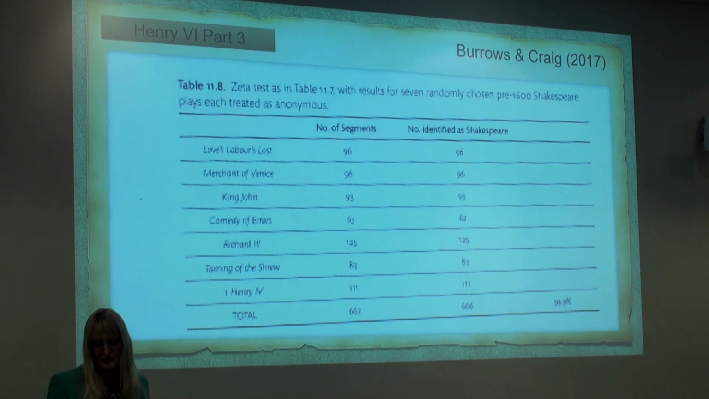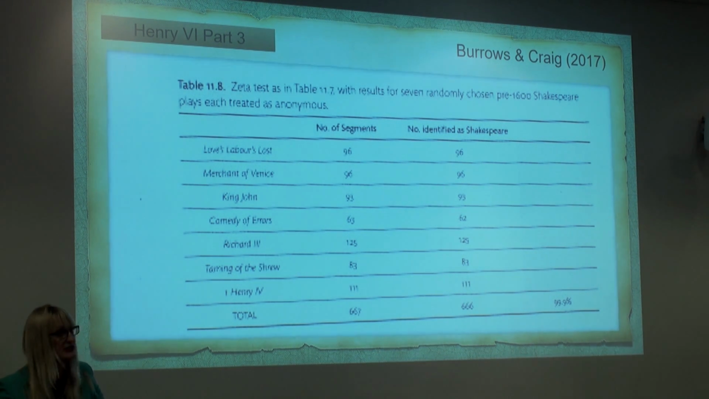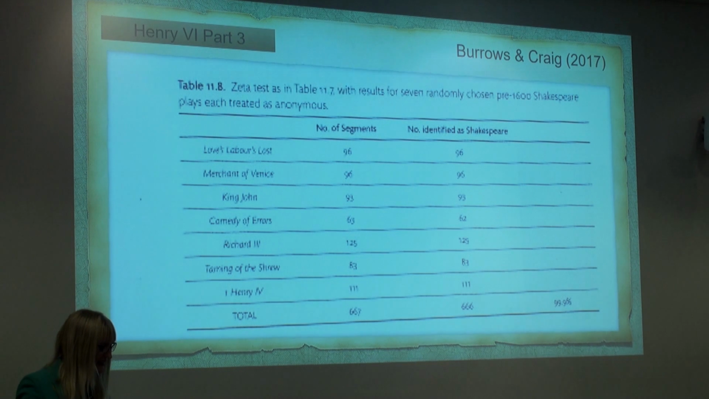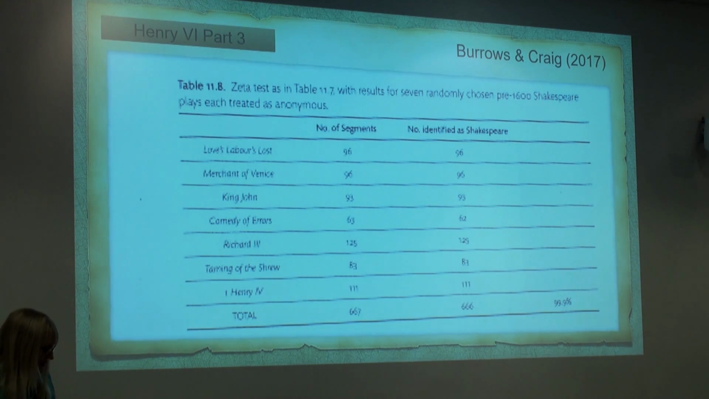Now, we've already looked at some of the issues that might come up with Marlowe marker words, so do bear that in mind. But let's look at these results. Results for 7 randomly chosen pre-1600 Shakespeare plays, sorry, it's a bit blurry, suggest that zeta testing for Shakespeare is very reliable. Only 1 segment out of 666 wasn't identified as Shakespeare's. That's a 99.9% success rate.